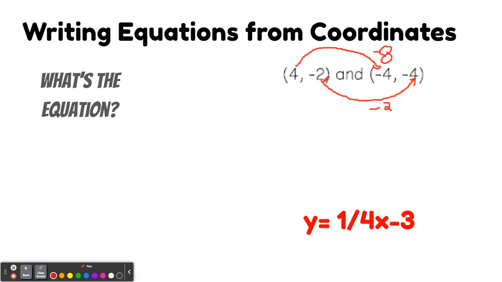So I'm going to go ahead. I tend to be one who chooses the first set of coordinates just because they're there. So I'm going to do 4 times 1/4, and I'm going to get 1. So I'm saying I'm moving from 1 to -2. Okay, if I'm moving from 1 to -2, I'm going down 3.